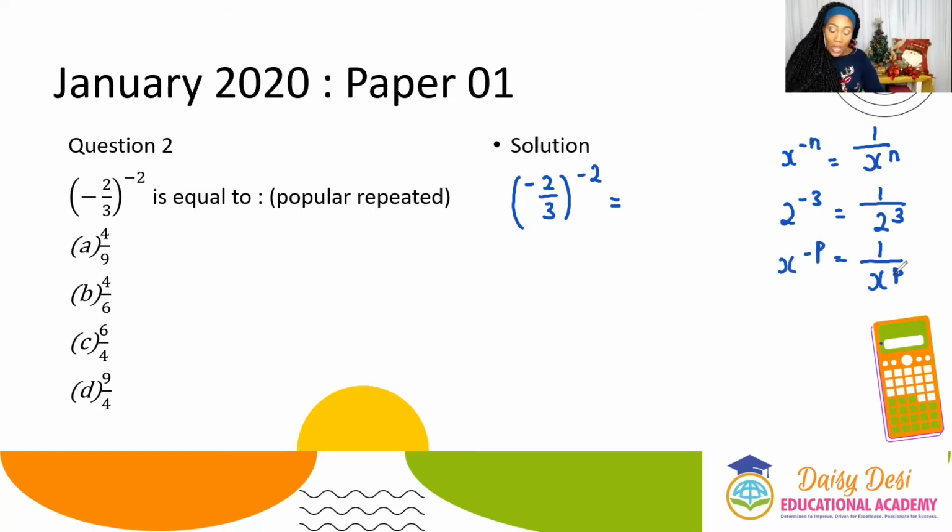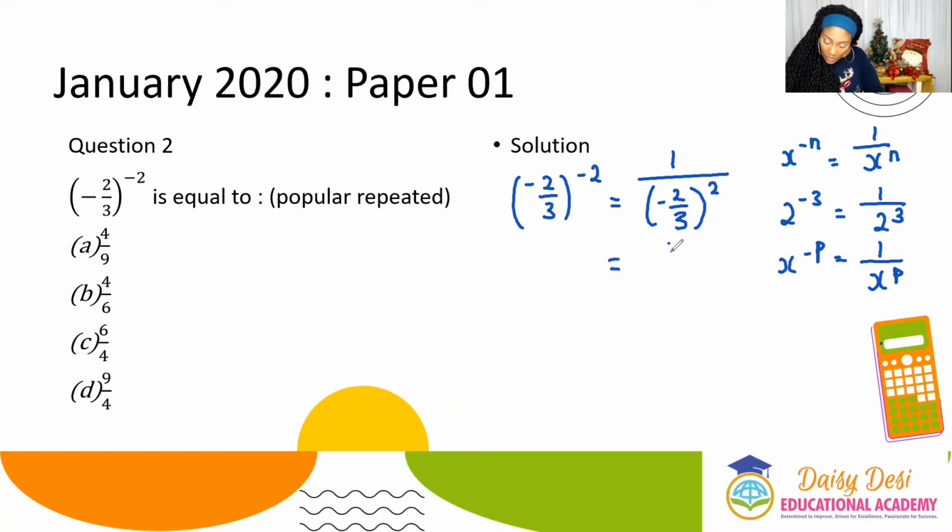So in this question, we have (-2/3) all to the power of -2. So you are putting 1 over everything. So that's 1 over everything. And what is everything? (-2/3) squared. Now note the negative sign here. We did not put the negative sign, right? You do not put back the negative sign, right?